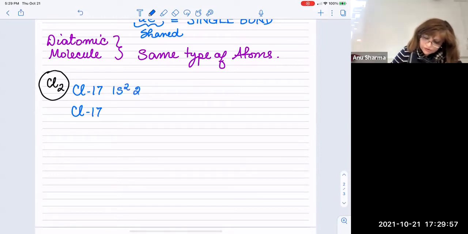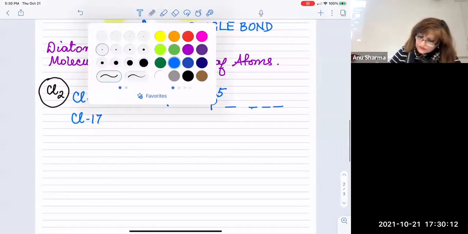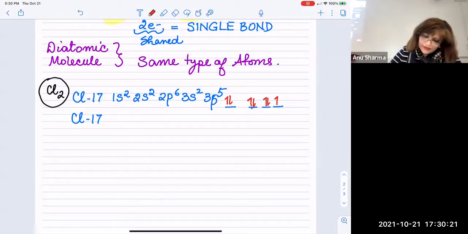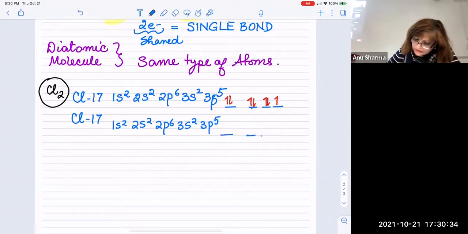So 1s2, 2s2, 2p6, 3s2, and 3p5. And 3p5 looks like this. 3s2 is here, and p5 is 1, 2, 3, 4, and 5. And here you have 1s2, 2s2, 2p6, 3s2, and 3p5, with 3s2 and 3p5 here. So these are the orbital diagrams.